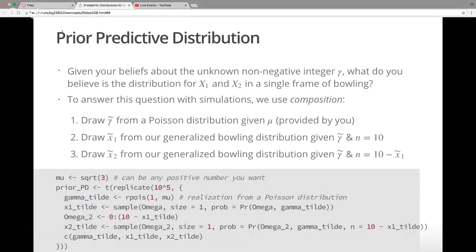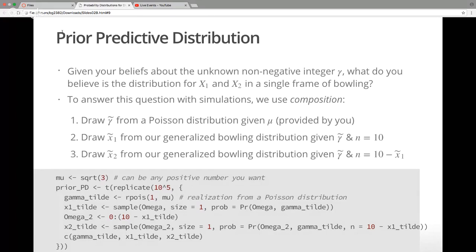Okay, prior predictive distribution. This is a very important concept in Bayesian analysis. Given your beliefs about the unknown gamma, what do you believe is the distribution for the first roll and the second roll of a single frame of bowling? That might not be immediately obvious or intuitive from a mathematical perspective, but we can easily answer this question. The answer is known as the prior predictive distribution, using simulations involving composition. So we repeat the following 3 steps many times. We draw a realization of gamma, which I denote with a tilde, meaning a random draw, from a Poisson distribution given mu.